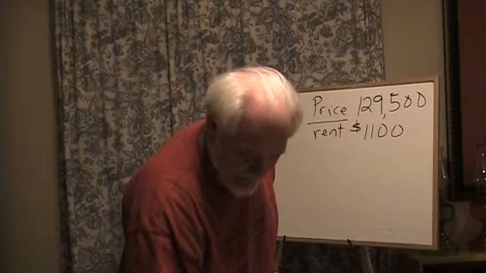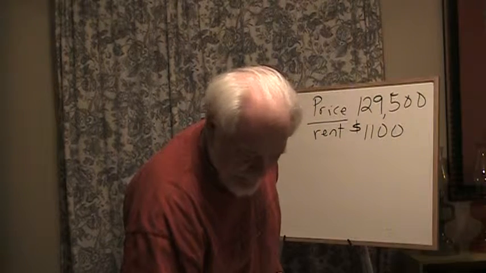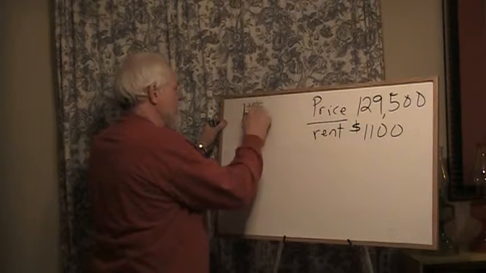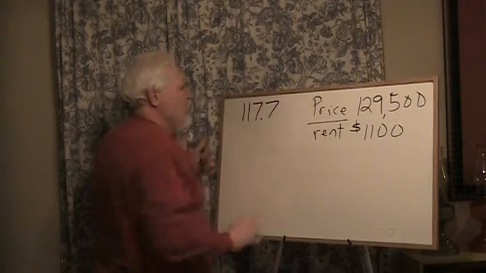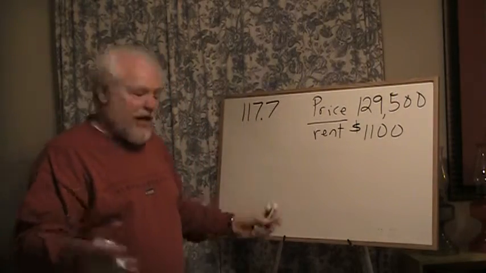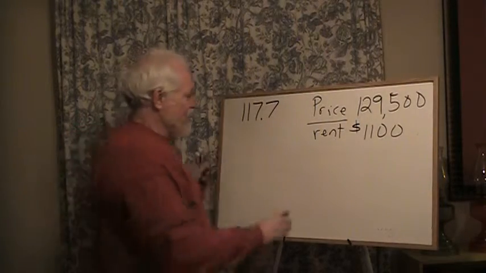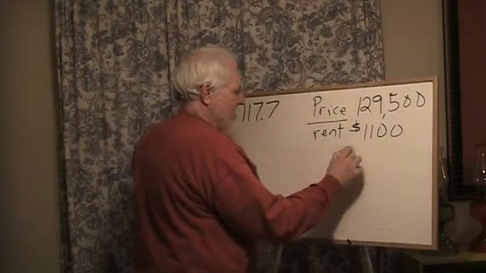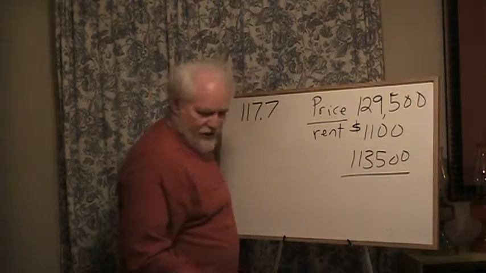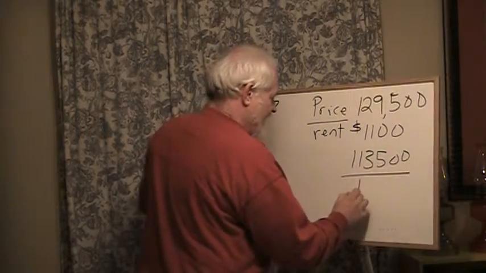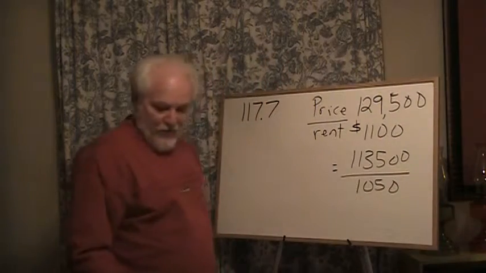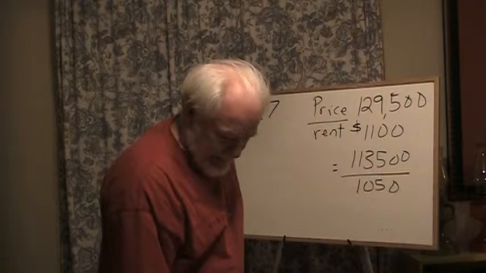129.5 divided by 1,100, and my calculator says 117.7. So that's the gross rent multiplier for that house. Well, we know another house down the street that just sold for $113,500, and it's rented for $1,050 a month. All right, so we take that information, put that in the calculator.